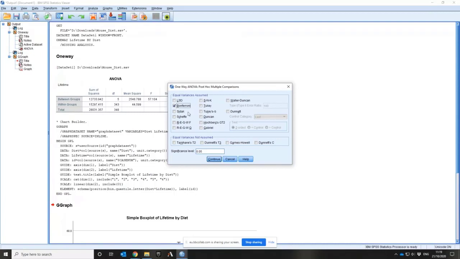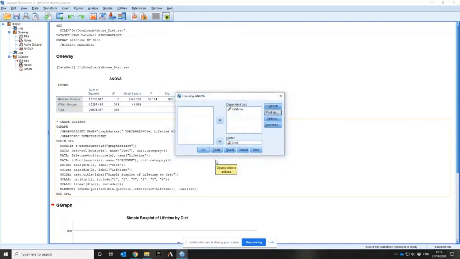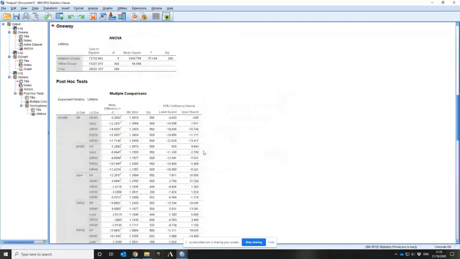Now, there are lots of other ways of doing it. There's Sidak, Scheffe, Tukey, and there's ones when you don't have equal variances. There's all sorts of things you can do. So if I just click on Bonferroni, Sidak, and Scheffe, Scheffe should be good because he wrote the book on ANOVA. The textbook's called Scheffe. Let's continue and go OK. I still get exactly the same table that I got before, the ANOVA table with the F statistic and that.